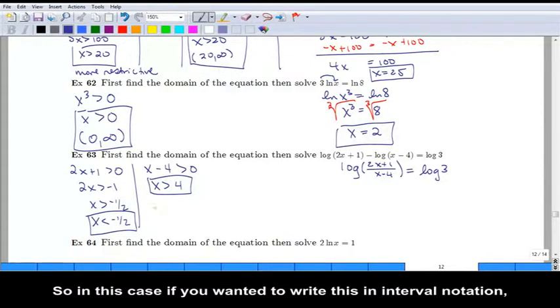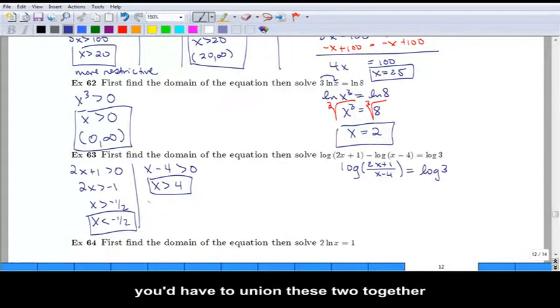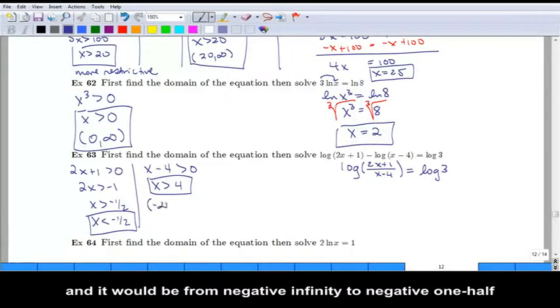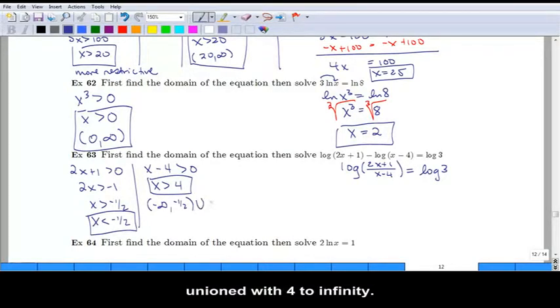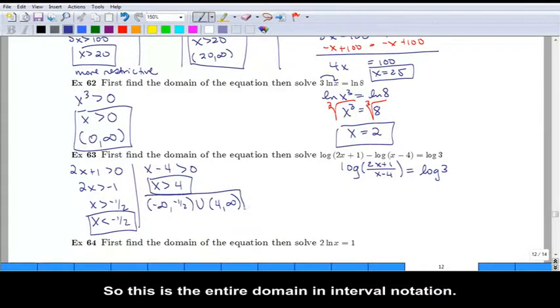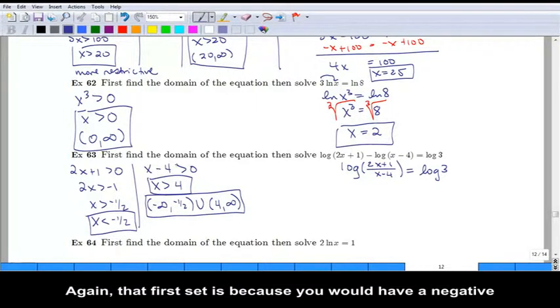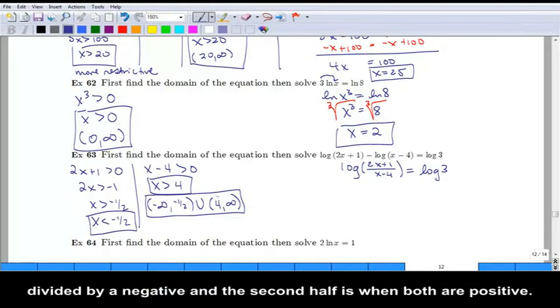So in this case, if you wanted to write this in interval notation, you'd have to union these two together, and it would be from negative infinity to negative 1/2 unioned with 4 to infinity. So this is the entire domain in interval notation. Again, that first set is because you would have a negative divided by a negative, and the second half is when both are positive.